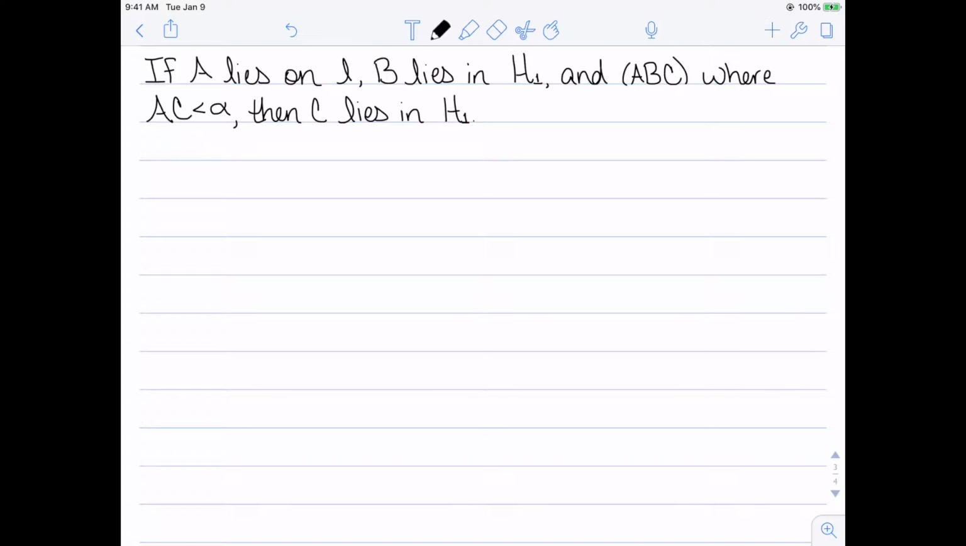I do have a corollary to this. So if A lies on my line, B lies in my half plane H1, and I have the betweenness relation ABC, where AC is less than alpha, then C lies in H1. So essentially, the theorem told me that every interior point on the segment must lie in the same half plane. And this says if I actually draw the ray with endpoint A and passing through the point B, that entire ray is in that same half plane. And I won't prove this. It's very similar to the proof that I did for the last theorem, so I encourage you to try to do it yourself.